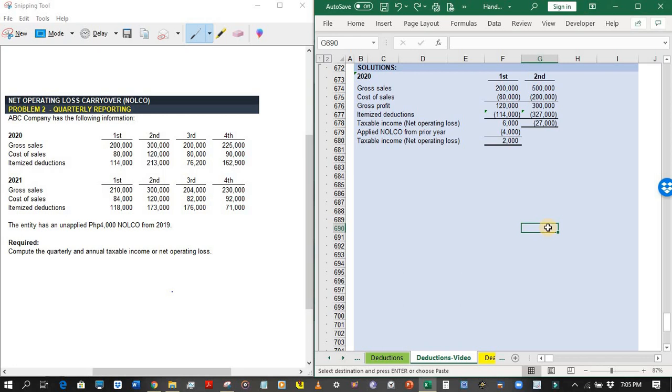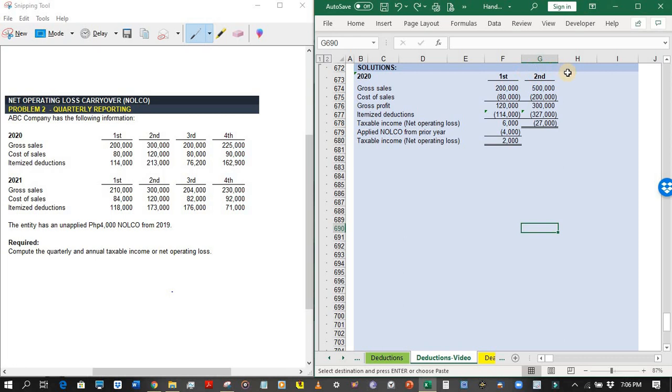The 27,000 net operating loss means that starting from the first quarter until the end of the second quarter, we did not earn any taxable income. Instead, we incurred a net operating loss. This means that the taxable income we earned in the first quarter was covered by the increase in the itemized deduction by the second quarter. If you notice, the itemized deduction during the second quarter significantly increased compared to the itemized deductions during the first quarter. That is why we have a net operating loss for the 6-month period.